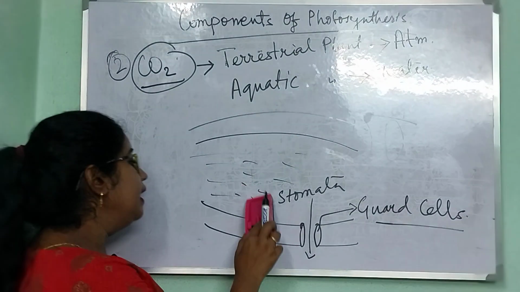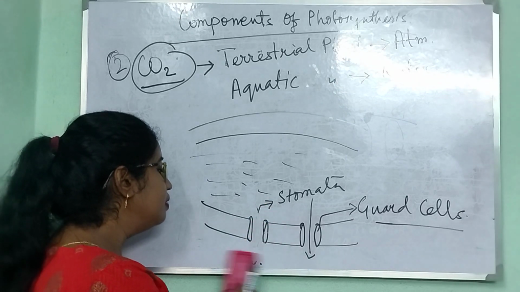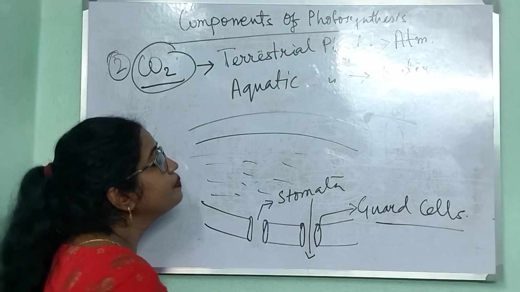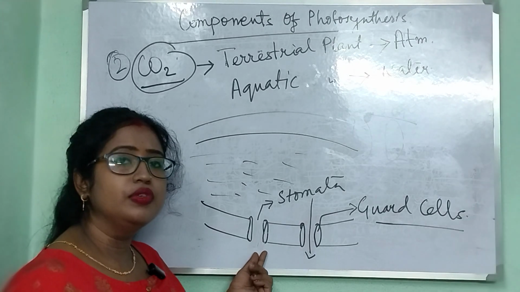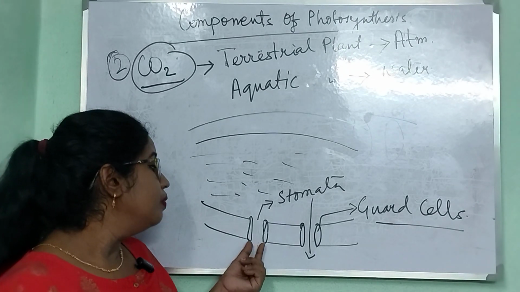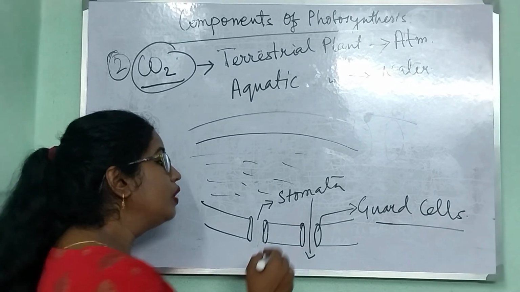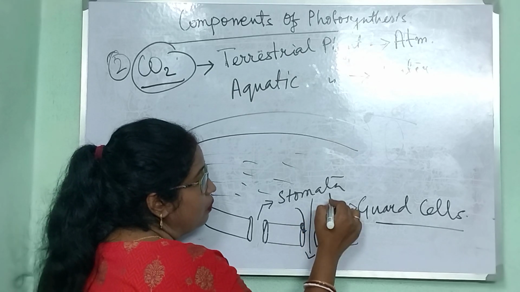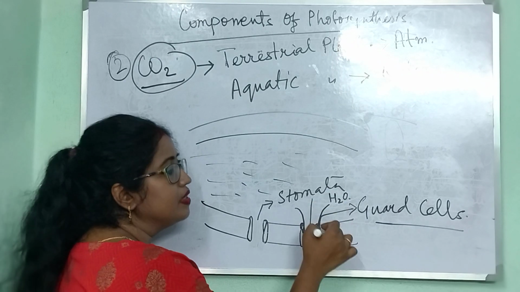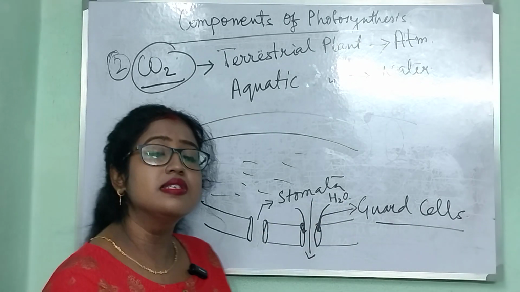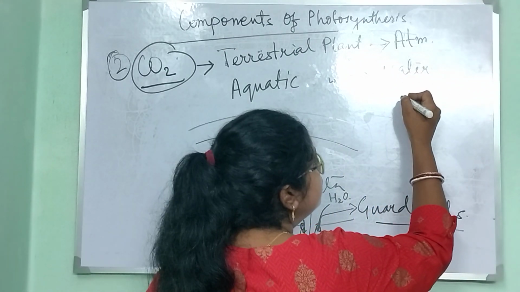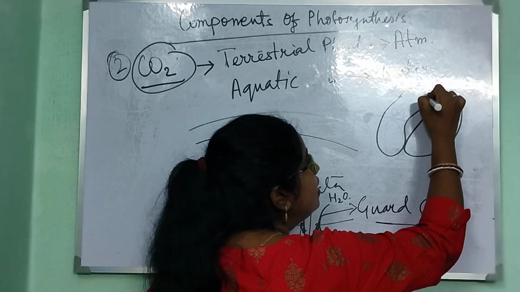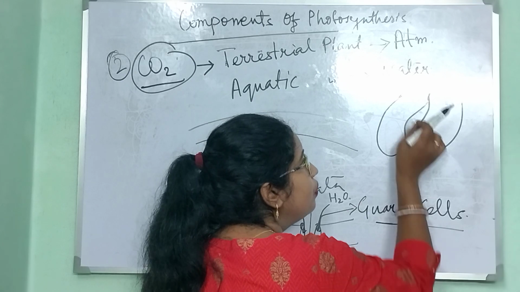But in daytime, when the photosynthesis event occurs or started, stomatal pores open up. The process is that the water from mesophyll cells enters into the guard cell, and the guard cell swells. When water enters the guard cell, it swells, and the swelling of the guard cell causes the pore to open.